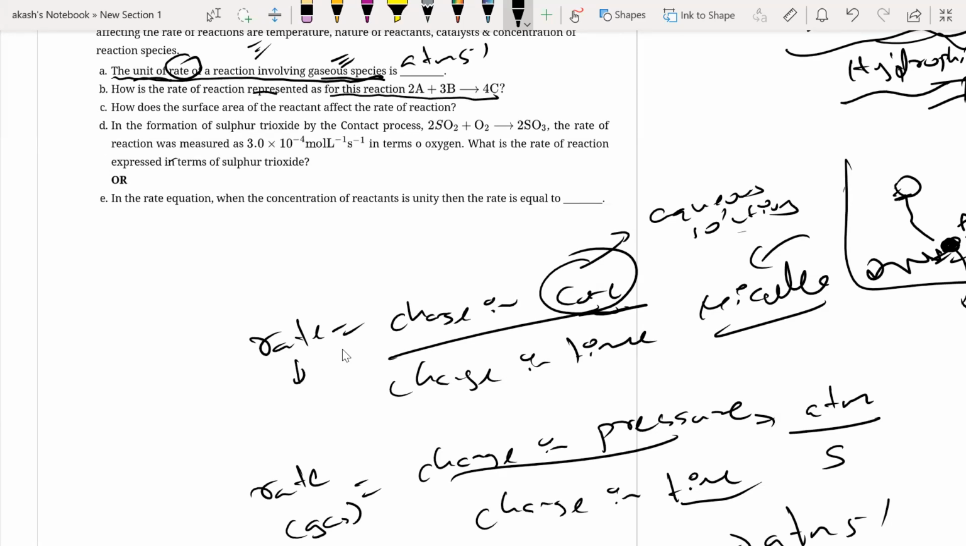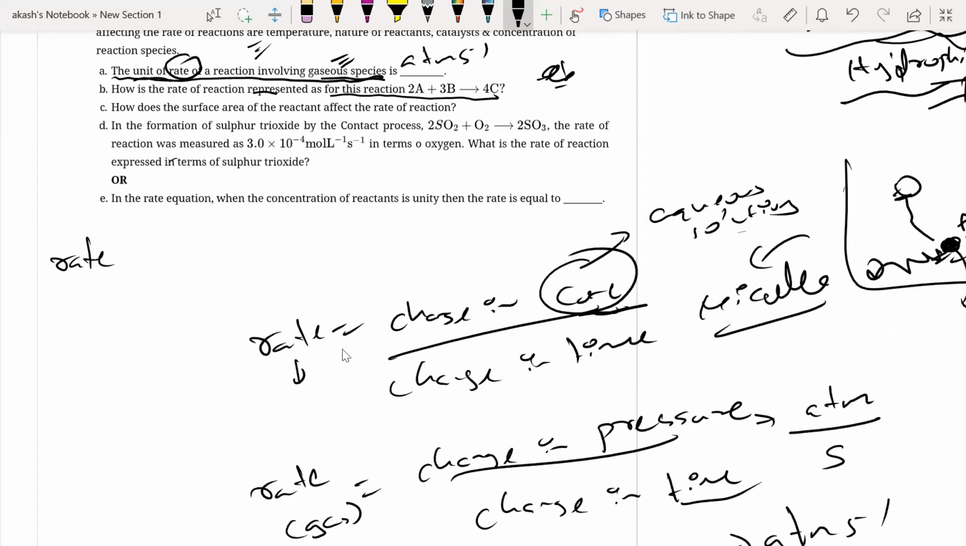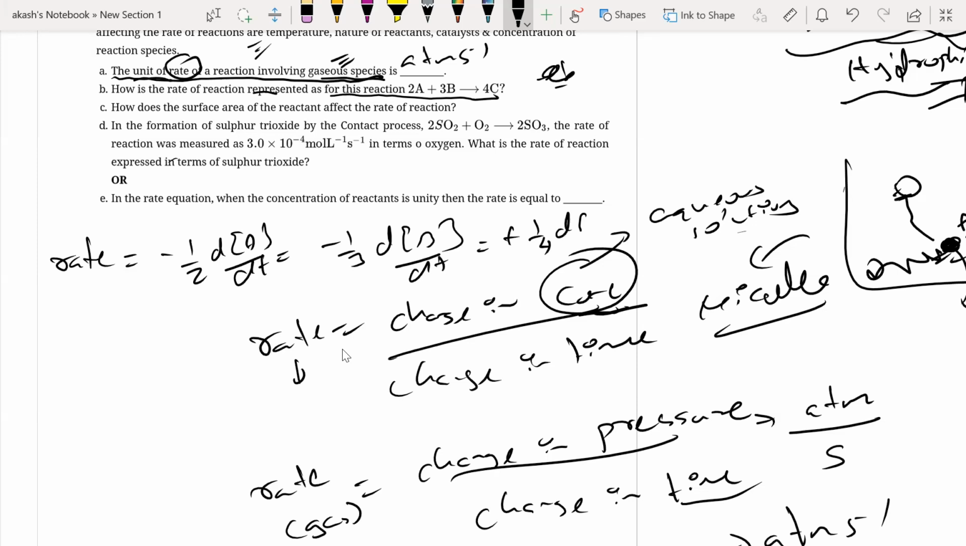So basically they're asking you in terms of rate of disappearances and rate of formations, right? We can do this very easily. So first we'll take A. First we'll write the rate of the overall reaction. Let me write it here. So the rate of the overall reaction is equal to minus 1 by 2 dA by dt is equal to minus 1 by 3 into dB by dt is equal to plus 1 by 4 into dC by dt, right?